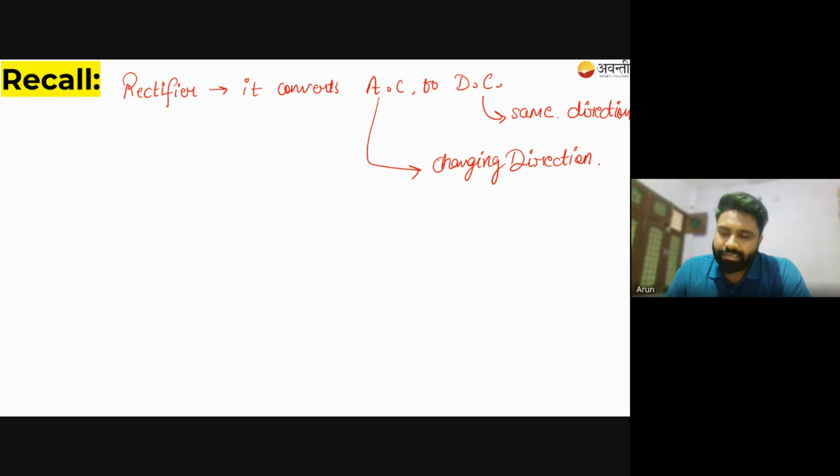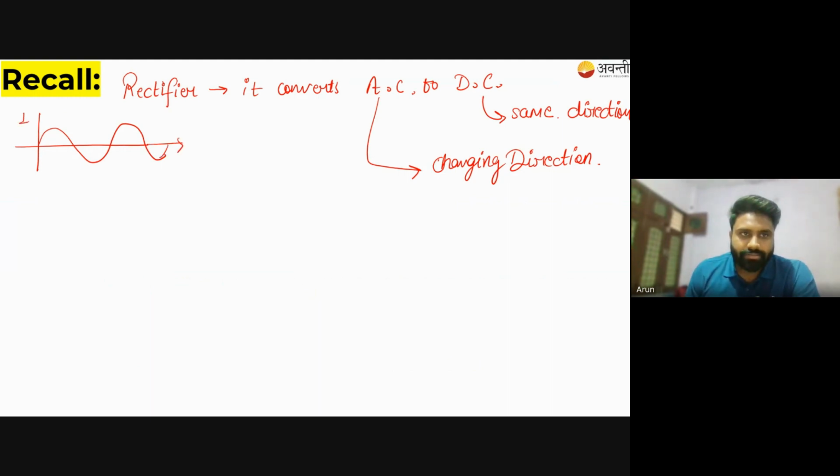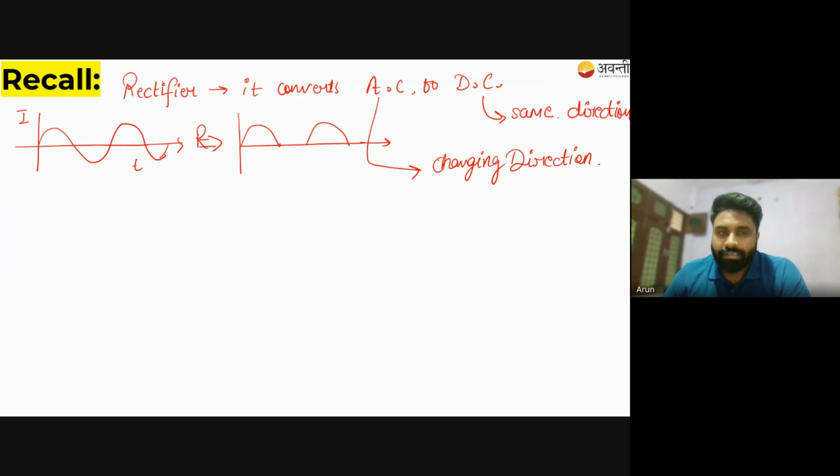How does this rectifier work and how many types of rectifier are there? We will discuss it one by one. A rectifier is a device which converts AC into DC. Suppose this is the AC current that you have, and you use a rectifier to rectify it into a DC current. Here you can see that only half of the wave is converted into direct current. So this type of rectifier is termed a half wave rectifier.